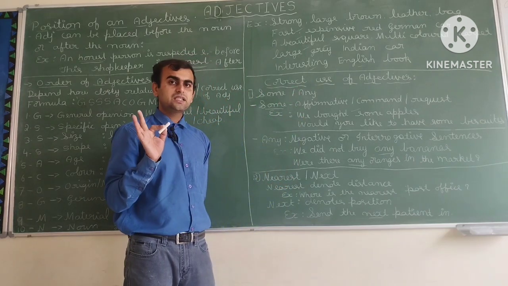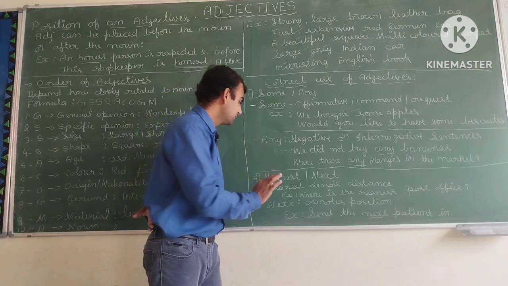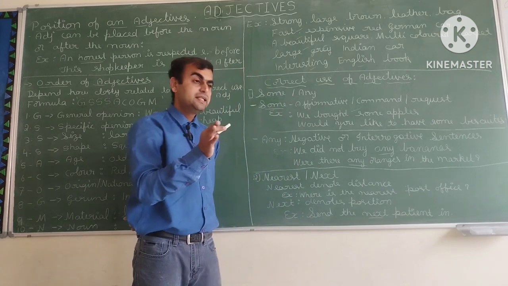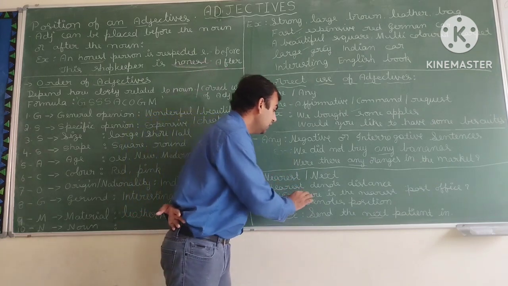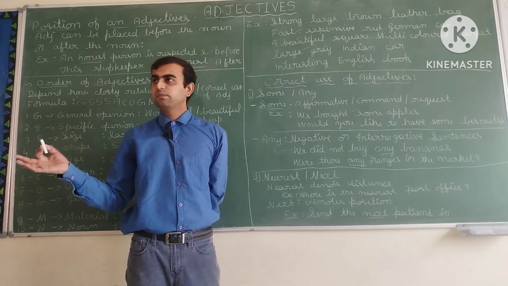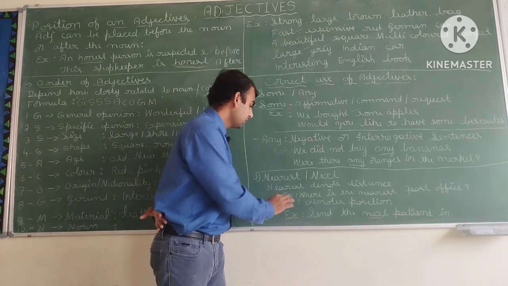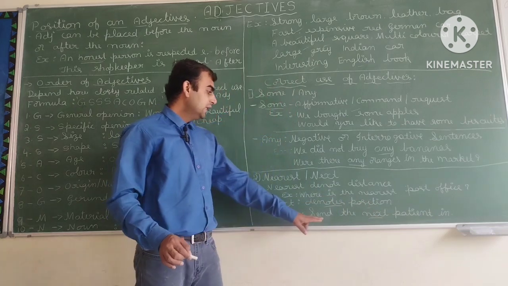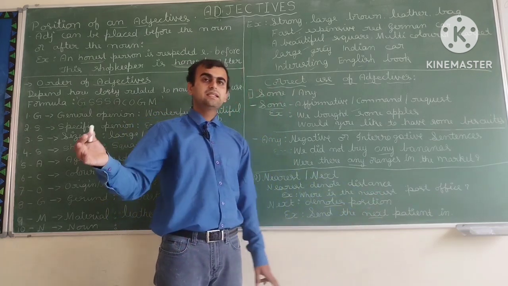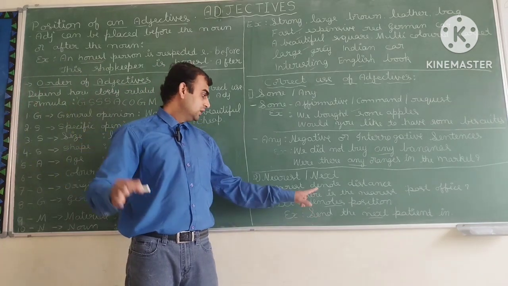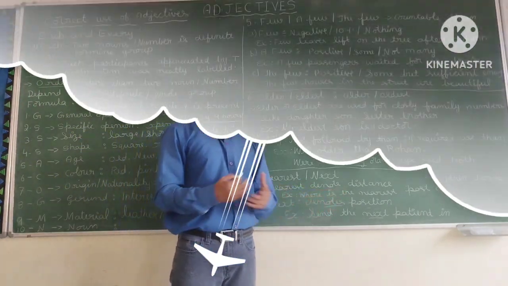Second one, nearest and next. Where to use nearest? Where to use next? Nearest denotes distance. Example: where is the nearest post office, or where is the nearest bus stand, etc. Next denotes position. Example: send the next patient in. Next, after someone. This is about nearest and next.